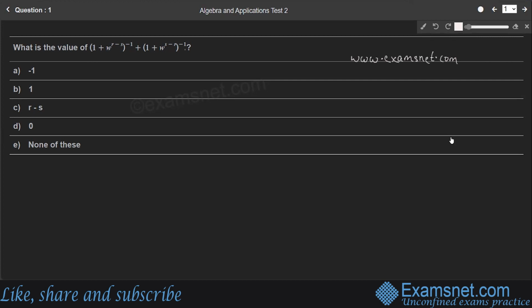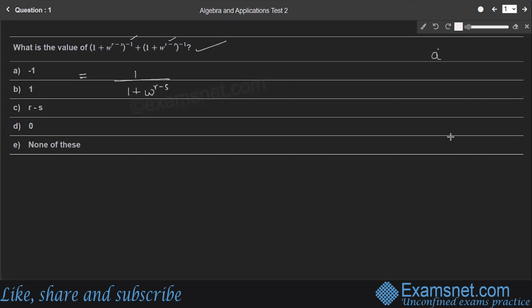So let's begin with question number 1. What is the value of (1 plus w raised to r minus s) whole raised to minus 1 plus (1 plus w raised to s minus r) whole raised to minus 1? So the given expression can be written as, here the first term can be written as 1 by 1 plus w raised to r minus s, right?